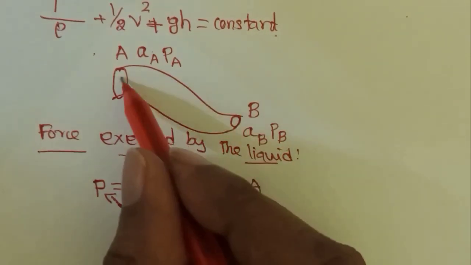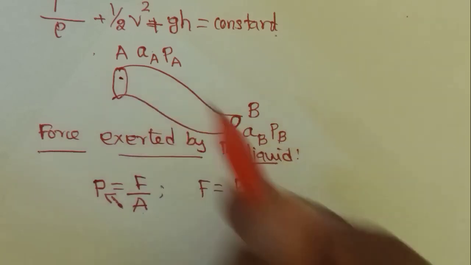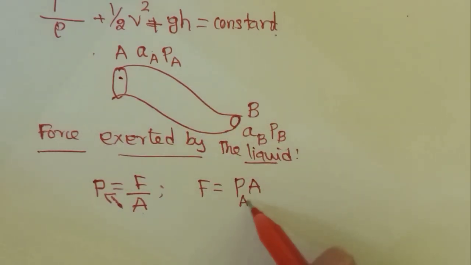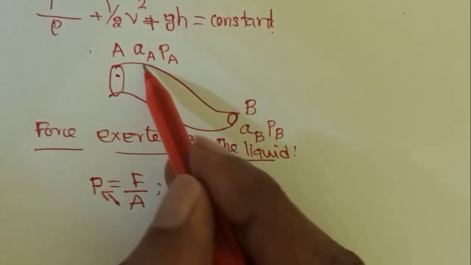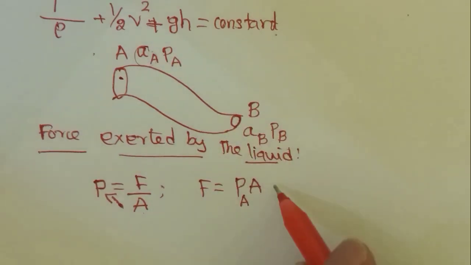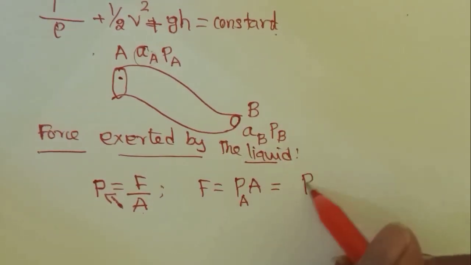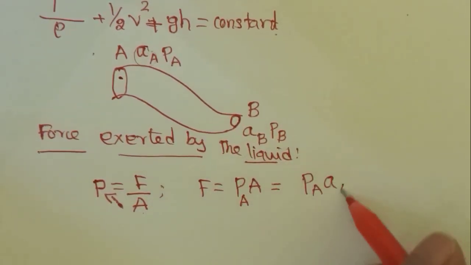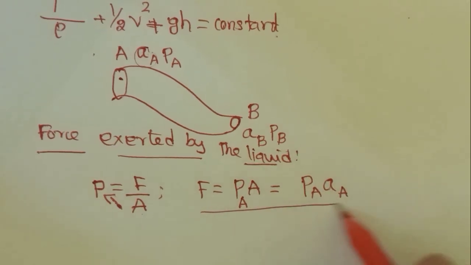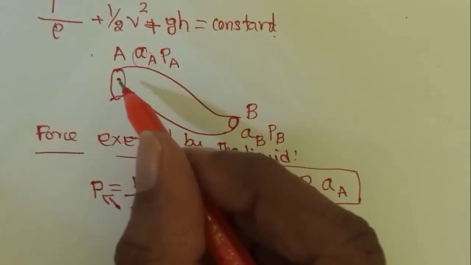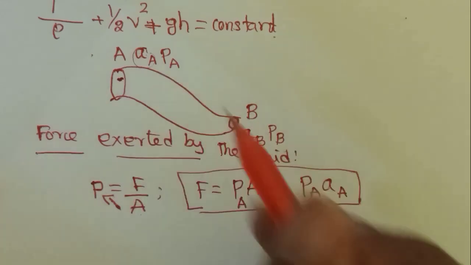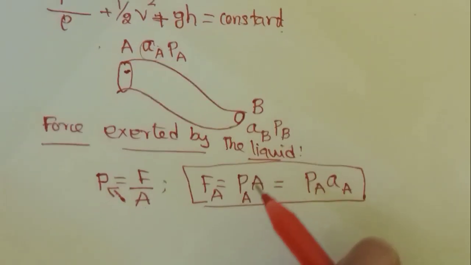So you consider this point only. The area at A you write as small a. So I interchange this equation, P, A, and small a. So this is the force at this point A.